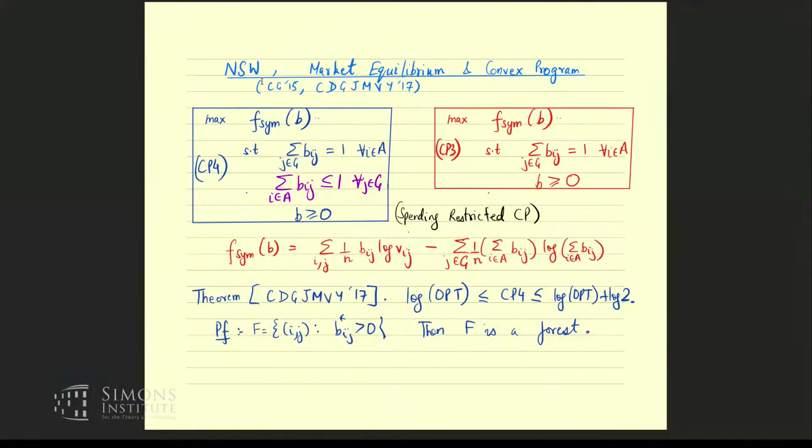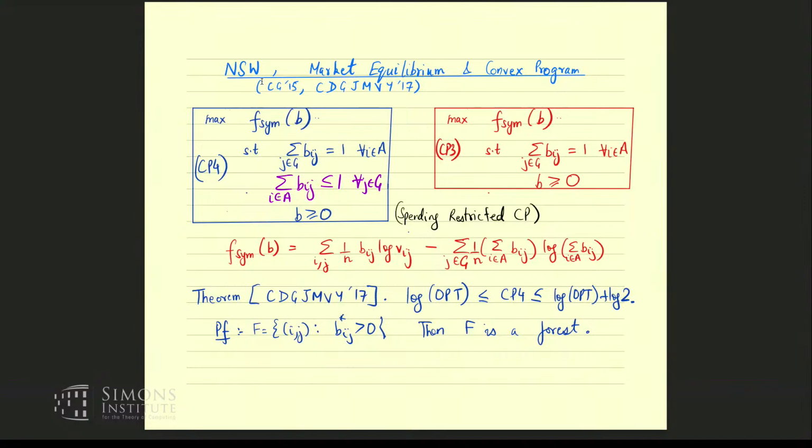I won't prove it. I'll just convince you intuitively why such a proof will be true: the support of this is actually a forest. If I look at only the Bij's which are non-zero, on the graph, my graph is a bipartite graph, players versus items, and that actually is a forest. Let me convince you why that is true. Well, the objective is convex, so in some sense you shouldn't expect sparsity.